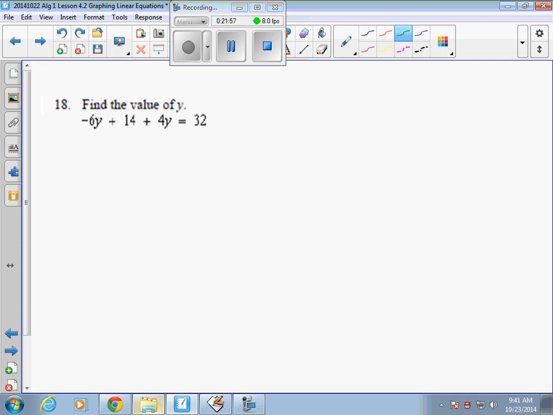18 says find the value of y. Okay, so all you're doing is solving for y. Not anything special. Simplify negative 6y and positive 4y. Subtract them. Negative 6 plus 4 is going to be negative 2y plus 14 equals 32.